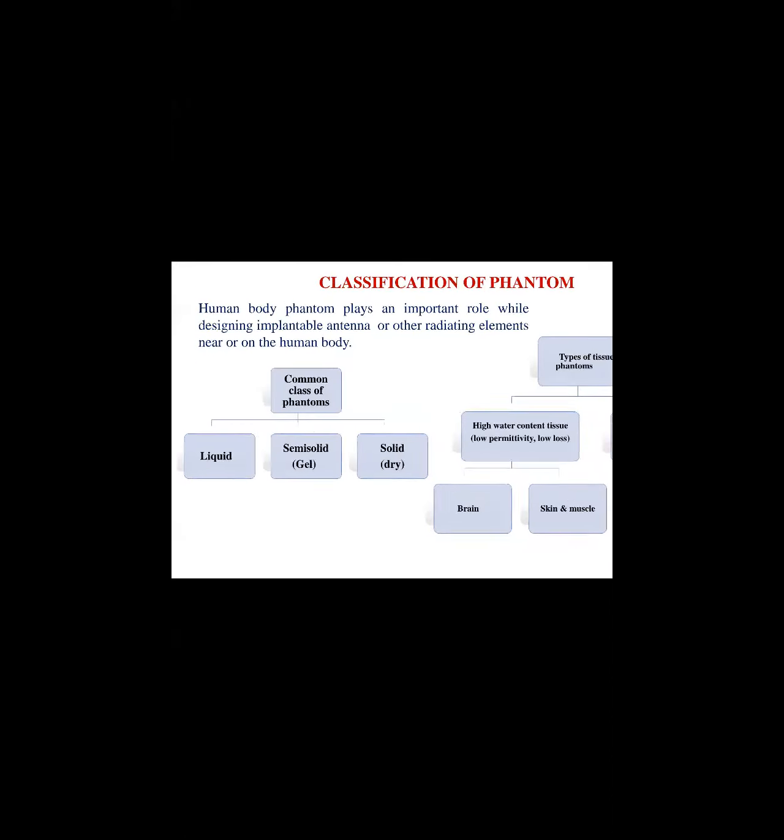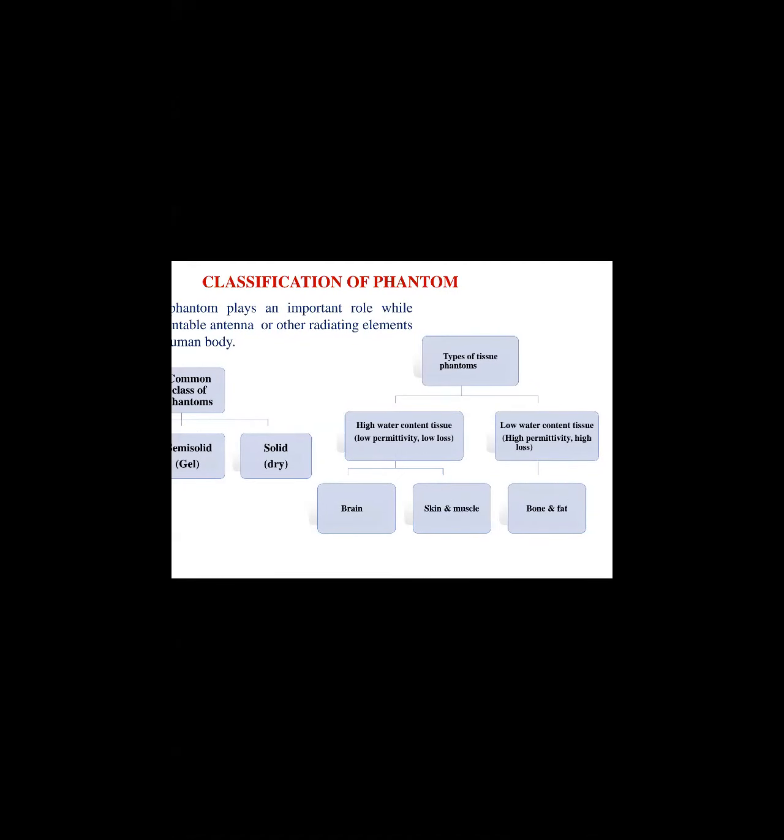Phantom models can be categorized into different types based on criteria such as frequency or the selection of tissue. Human body phantoms play an important role in designing implantable antennas and any radiating elements near or on the human body. In general, tissue phantoms are categorized based on two criteria, for example, high water content tissues and low water content tissues.